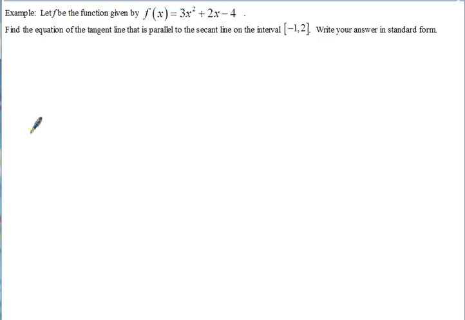The next example says, let f be the function given by f of x equals 3x squared plus 2x minus 4. Find the equation of the tangent line that's parallel to the secant line of the interval. So just remember what that is here.